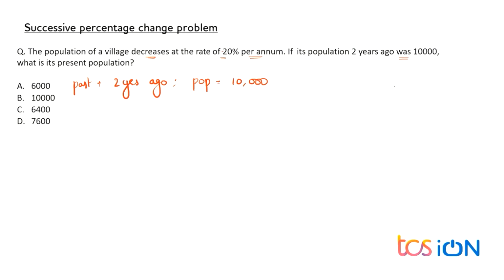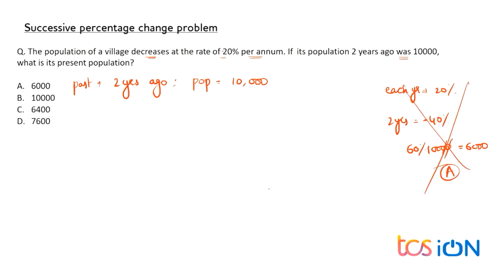Now mostly people will think, okay, each year it is 20%, so in 2 years it would be a 40% decrement, that is, out of 100, 40 gets decreased. It should be 60% of 10,000 overall, and that says 6,000 must be the answer, which is option A you'll keep. But again, I'm sorry, you are wrong. Why wrong? I'll tell you.